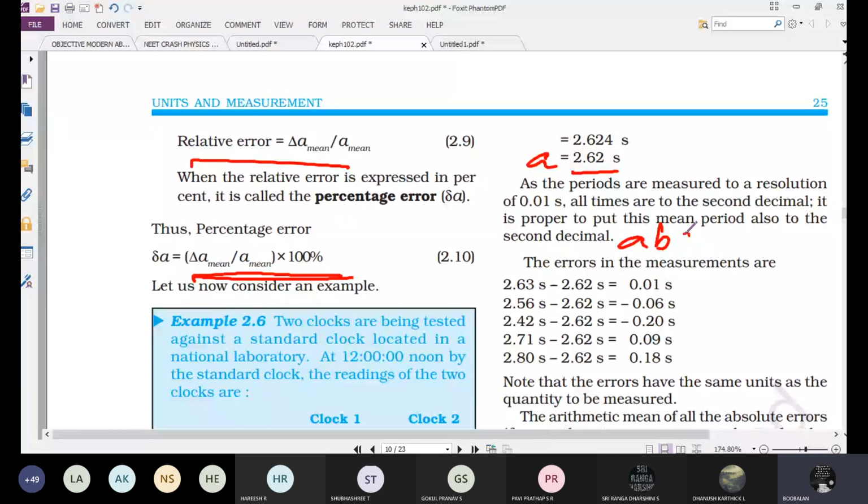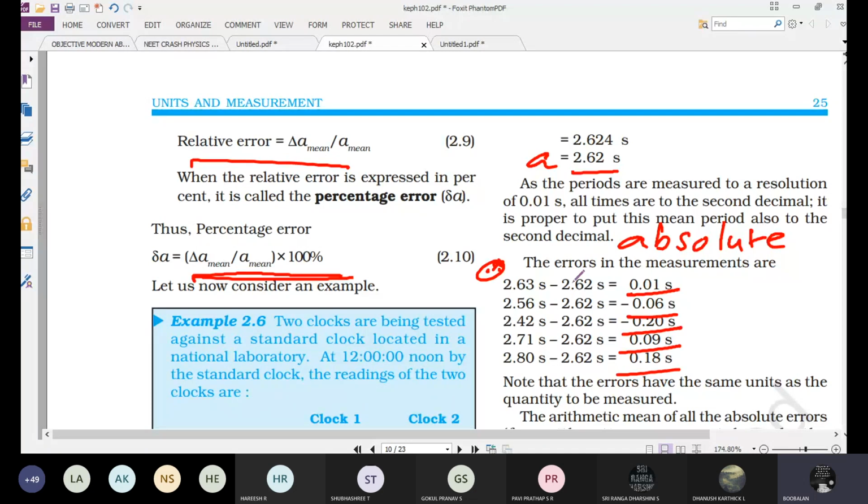Okay. The absolute error formula is true value minus individual or observed value. Here, they have taken individual value minus true value. Both are the same only, no need to worry. Then you will get the differences 0.01, 0.06, 0.20, 0.09, 0.18.